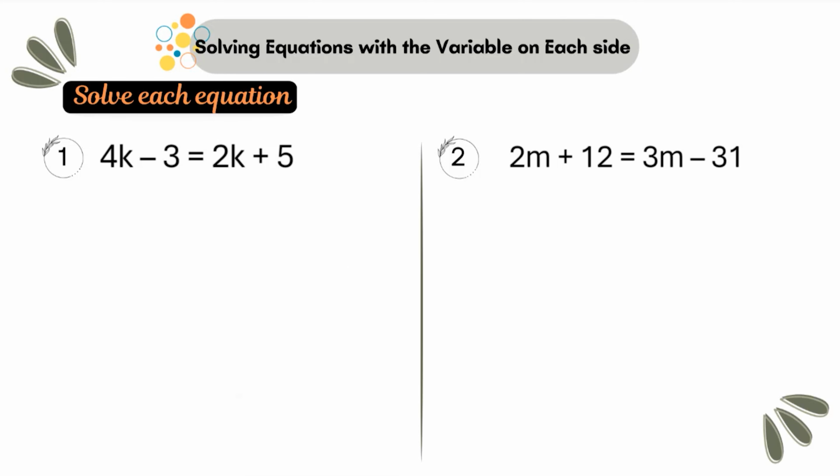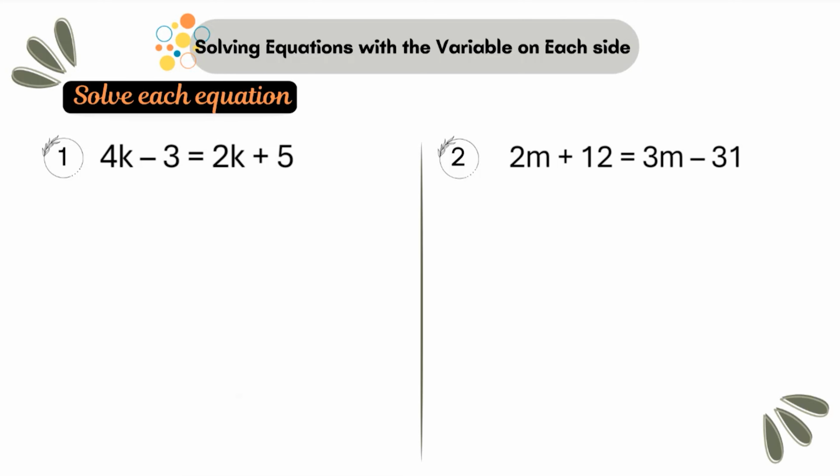Today we have a new lesson about solving equations with a variable on each side. This is the third lesson about solving equations. Now let's talk about this equation: 4k minus 3 equals 2k plus 5. What is the difference in this equation here?